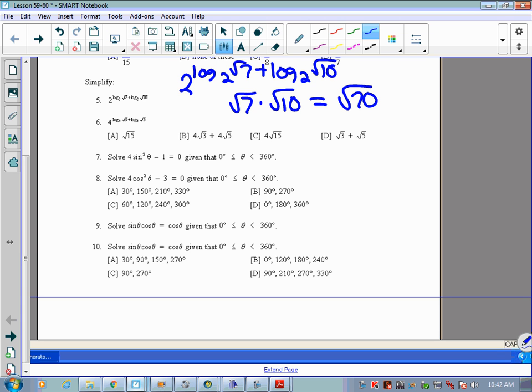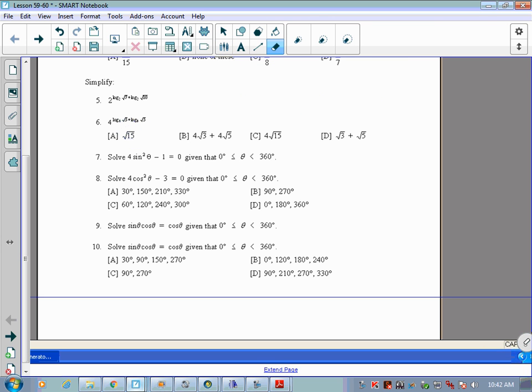Once I know that's how it works, and I see the plus in question number 6, it's 4 to the log base 4 of radical 3 plus log base 4 of radical 5. I should just be able to say that's going to be radical 15. And radical 15 won't reduce because that's 3 and 5. I don't have 2 of anything there, so I'm just stuck with radical 15. Are we pretty good there? Great. So 5 and 6 are way easier than they look.